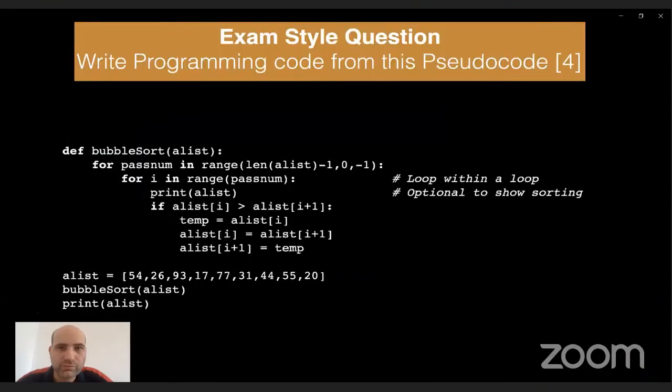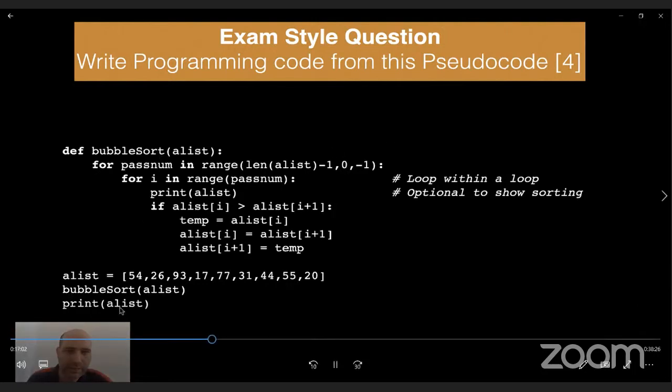Right, let's have a look at this code now. So, exam style question, write programming code for this pseudocode. Now, I've done this as a function, so def bubble sort, a list. A list can be any name, of course. So I've put the A list here, it equals these things here. Some of you might choose to put a random function. In fact, a lot of the time I see random functions when they do this so they can have nice numbers. And bubble sort calls the procedure, and then just print A list.